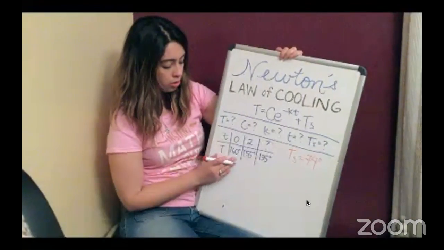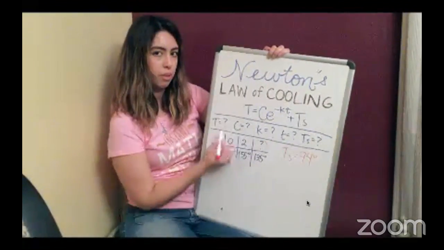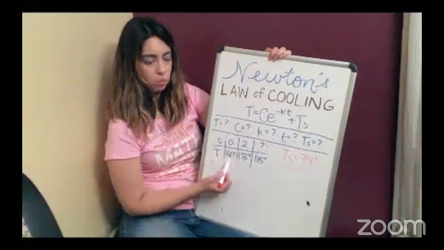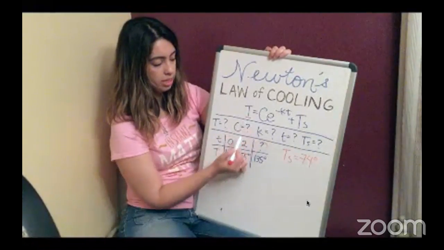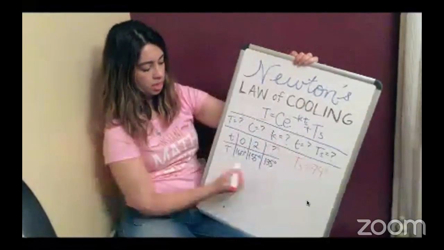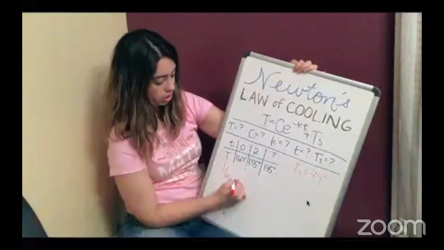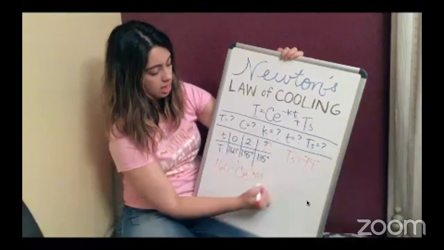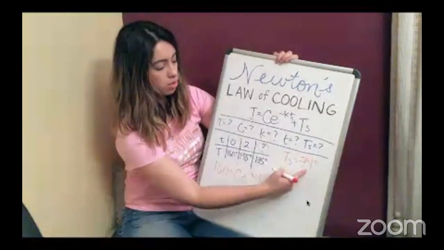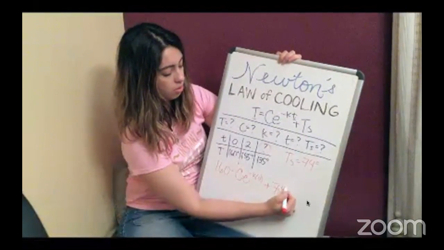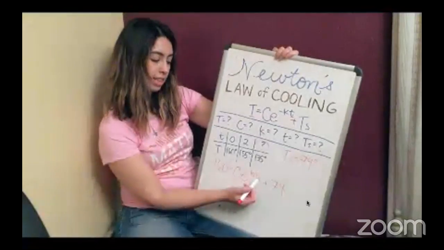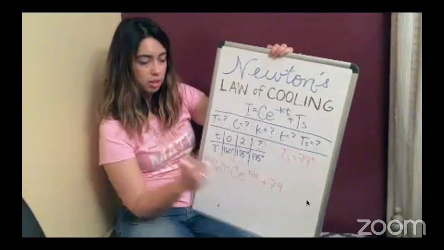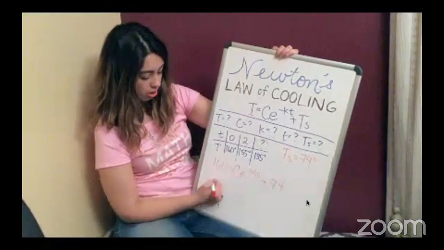So what we want to do is start out with this initial information where lowercase t equals 0 and uppercase T equals 160 degrees. So we have our uppercase T and our lowercase t there, which we will plug in. So 160 equals c e to the negative k times 0, and we're also going to plug in 74 degrees there. Anything times 0 is going to give us 0. E to the 0 power is just going to be 1. 1 times c is just going to give us c.